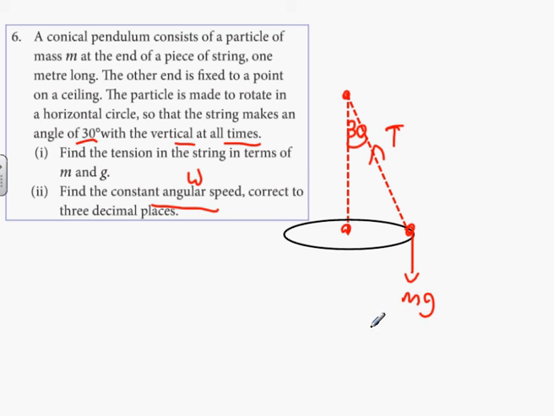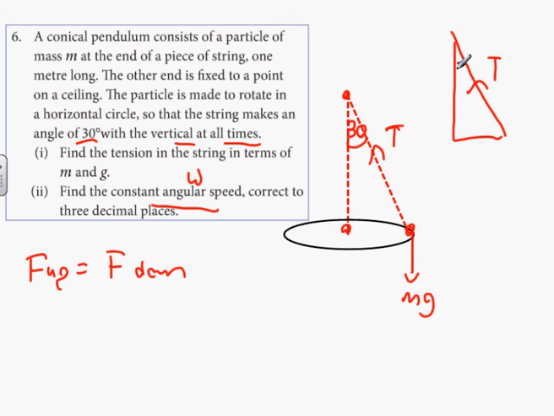F up equals F down. Okay. What forces are going up or down? Tension, yeah. 30 degrees. T cos 30, T sin 30. Cos 30 is root 3 over 2, isn't it? So it's going to be root 3 over 2 T. And the other one's going to be a half T, T over 2. And that's going to the left, and that's going up.